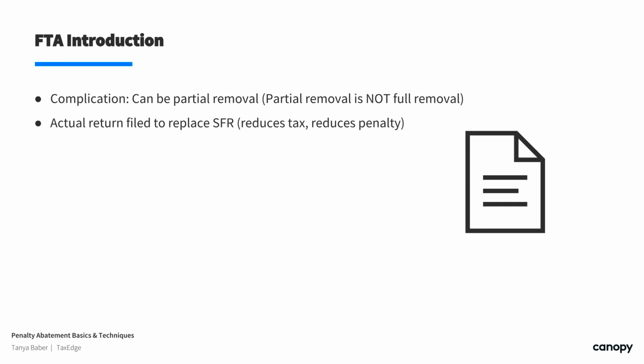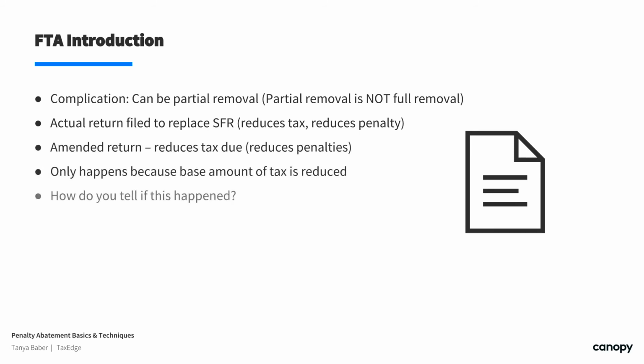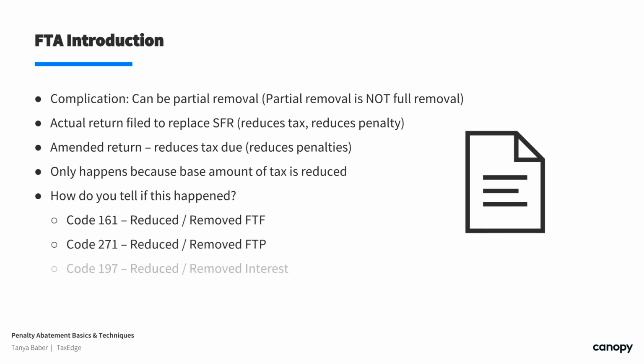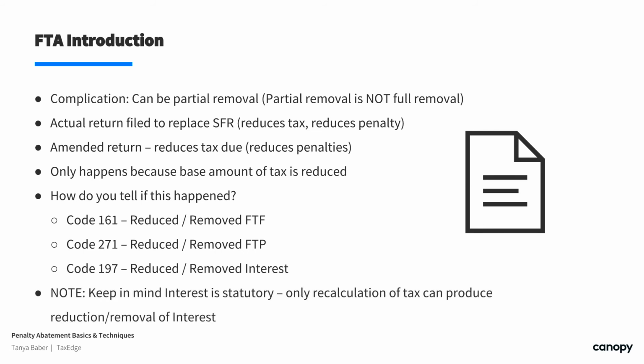And then we have this really cool little code that can happen. 197, reduce or removed interest. Well, wait a second. Interest is statutory, meaning it's by order of law. We can't ever ask for interest to come back. But because it's a calculated amount, if your tax is reduced and your penalty is reduced and your interest is calculated as a percentage of penalties and tax, then it's reduced. That's the only way that your interest can be removed, is recalculating your tax. But I love that code. I like a code 197 when we can get it.